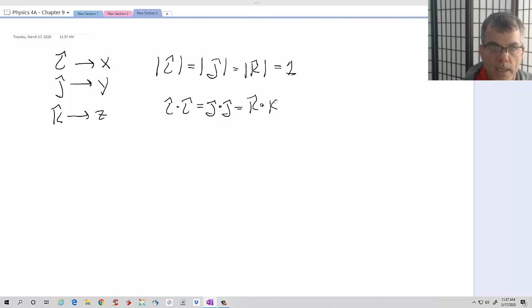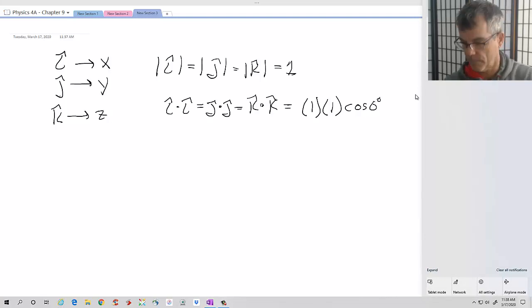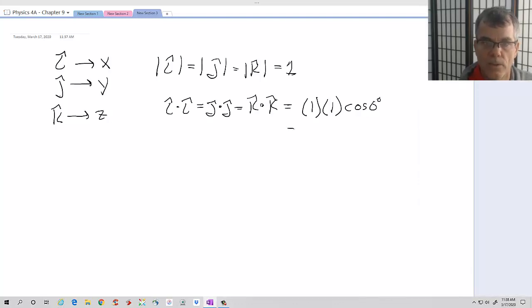So I dot I, or J dot J, or K dot K. It's the magnitude of the first vector, which is 1, times the magnitude of the second vector, which is 1, times the cosine of the angle between them. The angle between a vector and itself is 0. So any unit vector dotted with itself is going to just give me 1. So I dot I is 1, J dot J is 1, K dot K is 1.